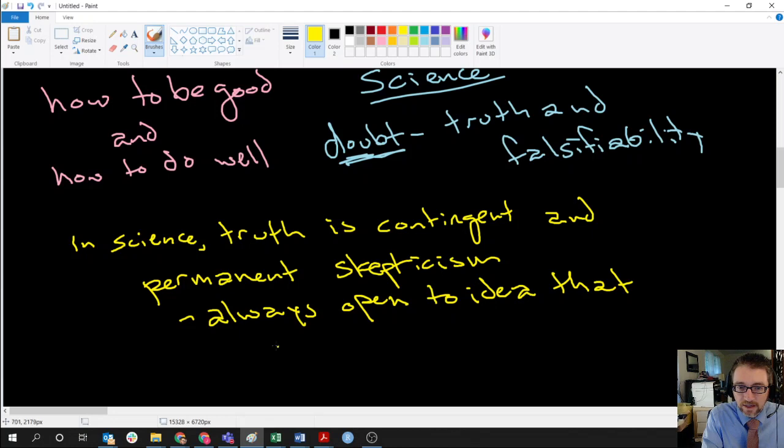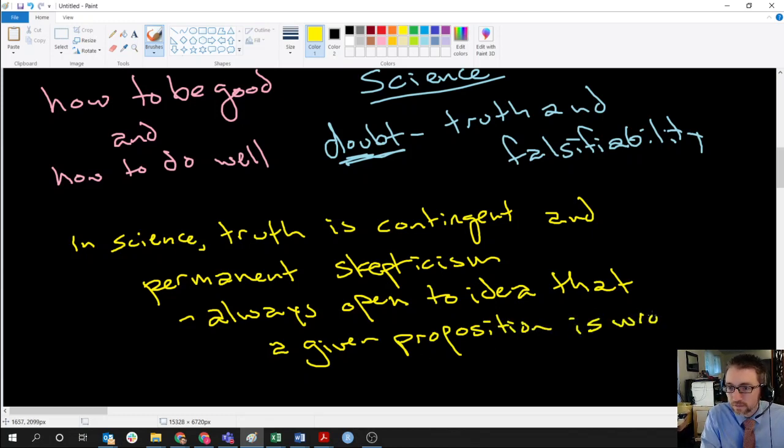Always open to the idea that a given proposition is wrong. So some statement could be wrong. So that's part of what makes science science.